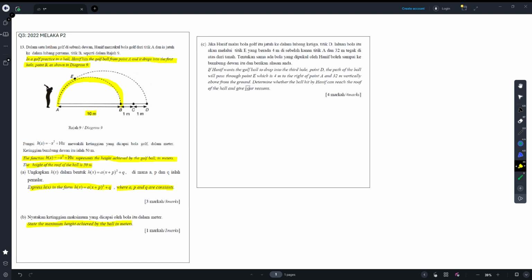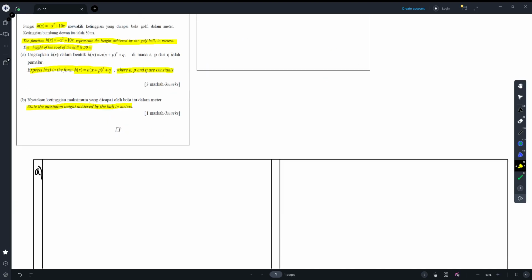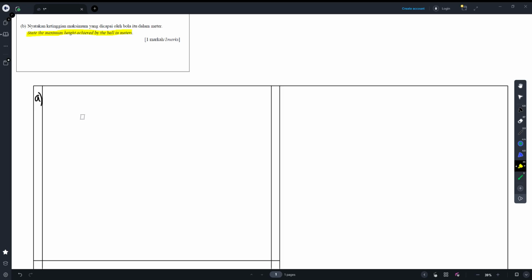Okay, basically what they want in part A is that we have the equation in general form. So I'm highlighting to you the general form: h(x) = -x² + 10x. So we need to convert this into vertex form. In order to convert to vertex form, we need to do the completing square method. So let me show you how to do this. Let me do part A here.